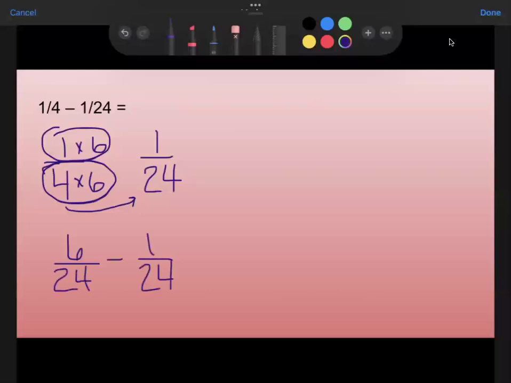And now I'm ready to subtract those. So I'm going to keep that denominator of 24. That does not change. But I'm going to do 6 minus 1, which leaves me with 5. So the final answer to this would be 5 over 24.